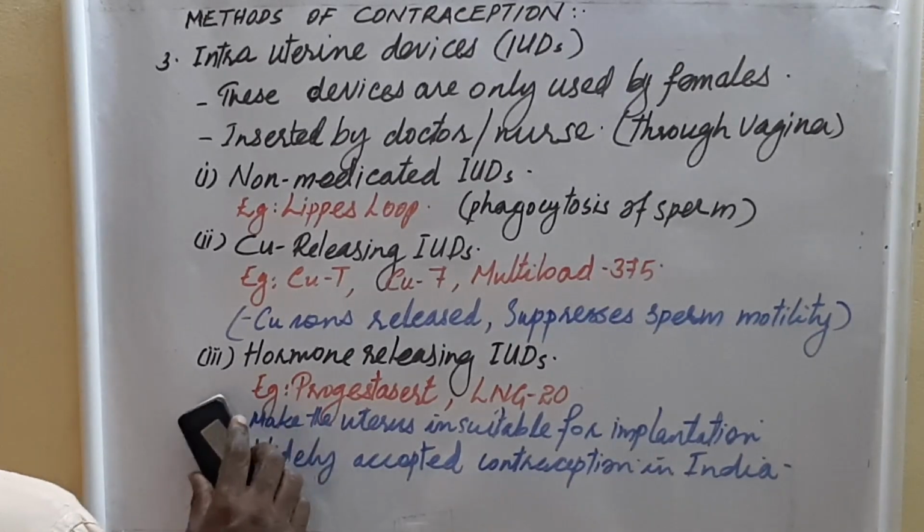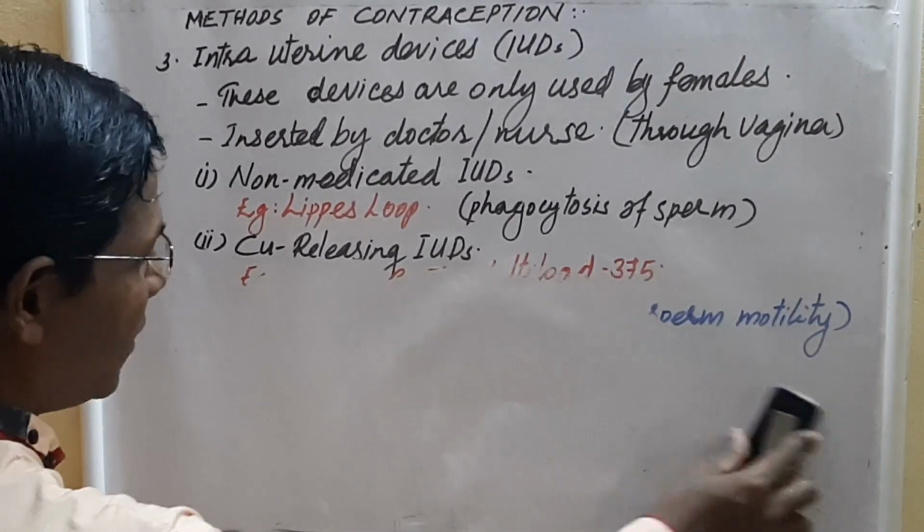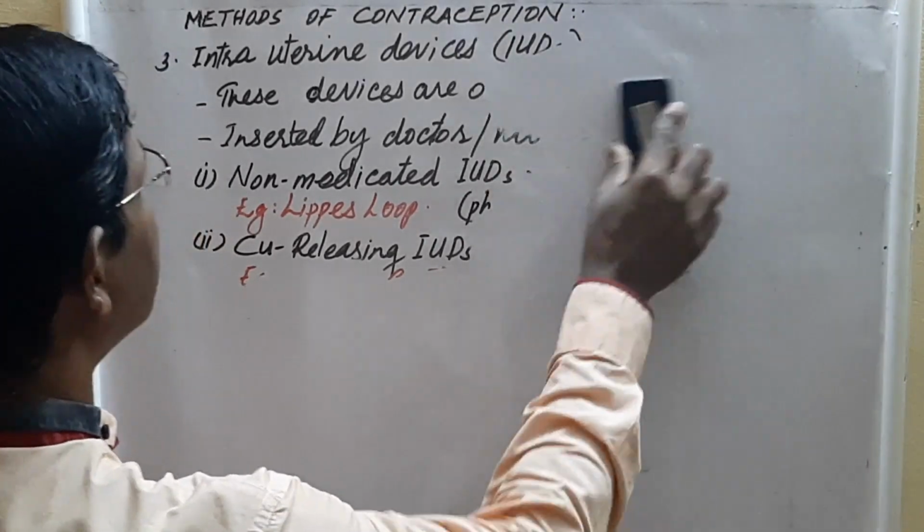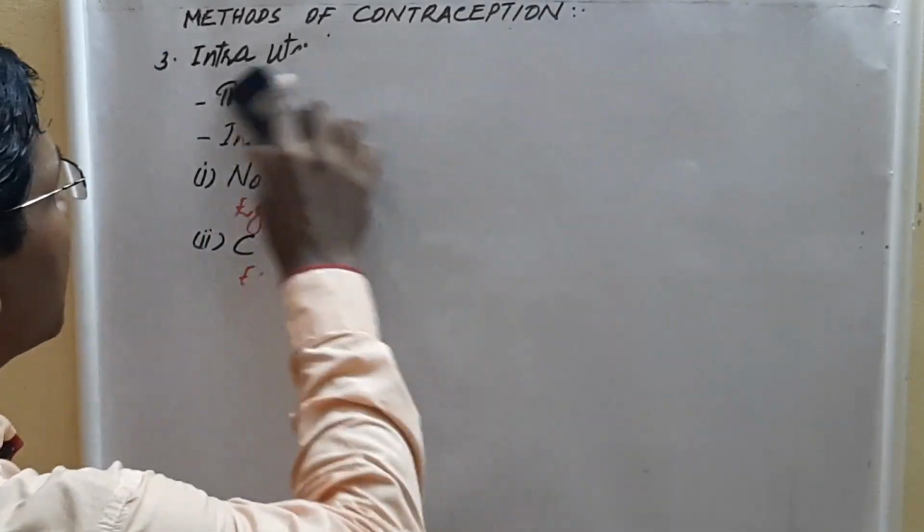Even though the IUDs can prevent pregnancy, they cannot prevent sexually transmitted diseases. Why? Because there is a chance for meeting of the male and female fluids or the gametes.